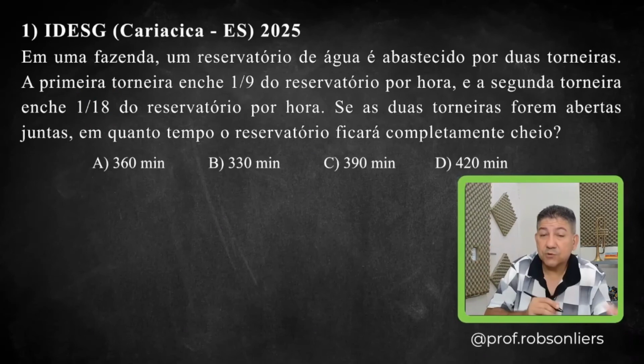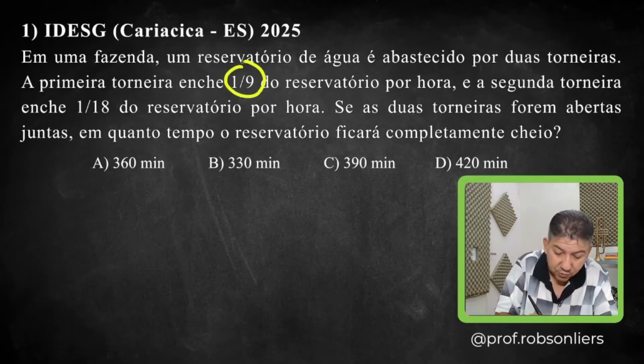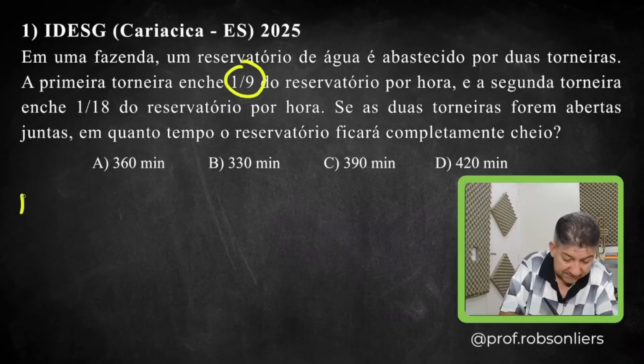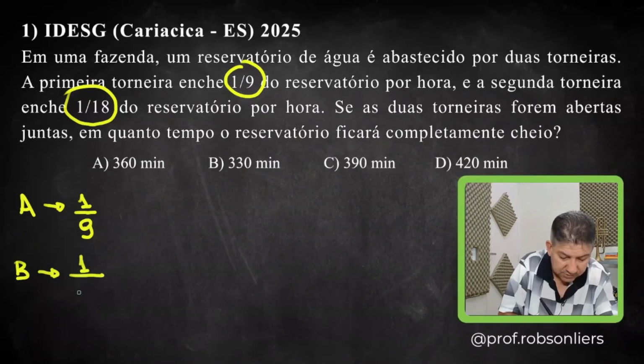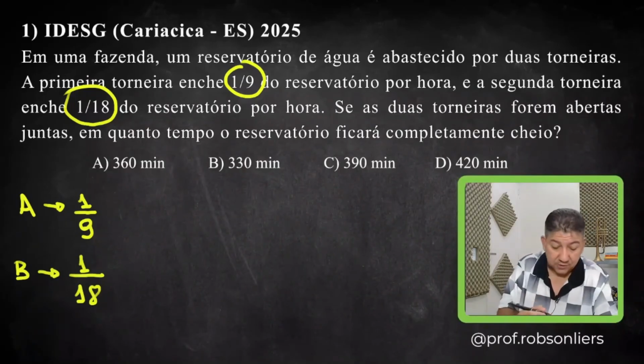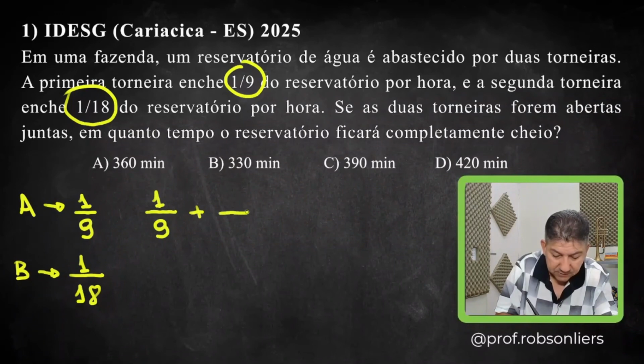Well, I'll show you both ways to solve this. First, let's solve it using the traditional method. Look, the problem has already given us the flow rate of each one. The first faucet fills 1/9 of the reservoir per hour, so the flow rate of faucet A is 1/9 and the flow rate of faucet B is 1/18. I'll put it here just to organize it. Well, solving it using the traditional method, let's add the fractions here. Look, first faucet, 1/9 plus the second faucet, 1/18. Here we have a sum of fractions with different denominators.